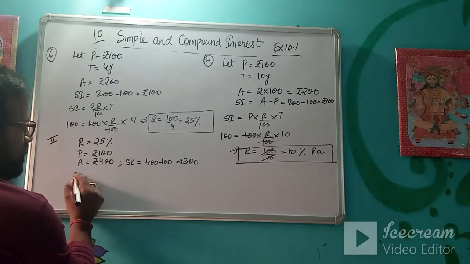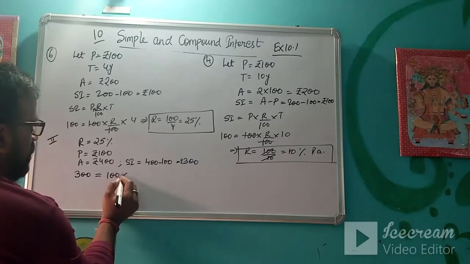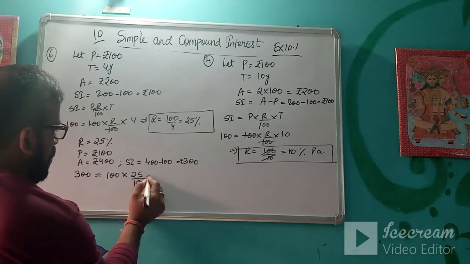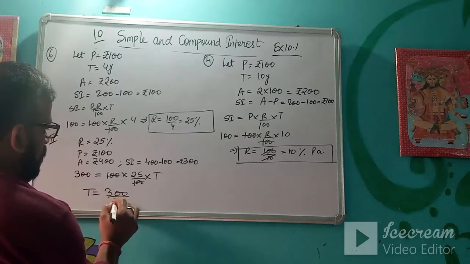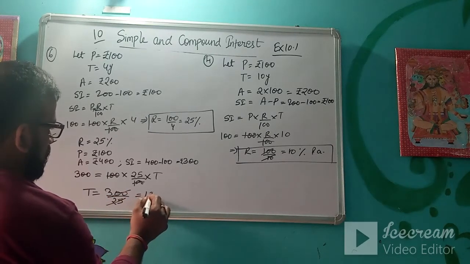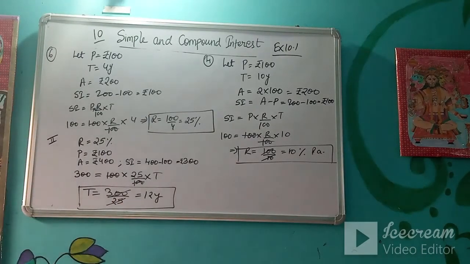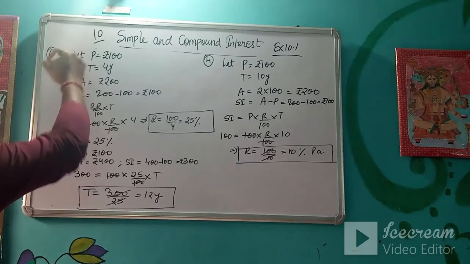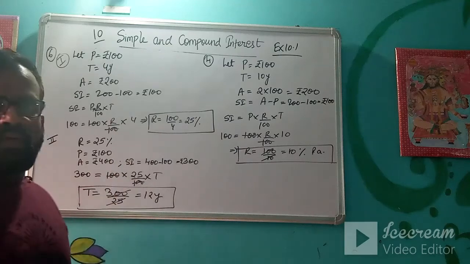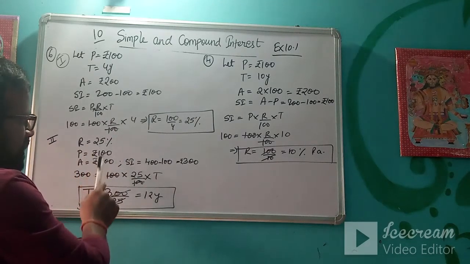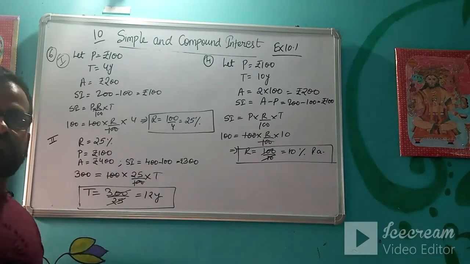So now we have to calculate the time in which this principal becomes 4 times. So same formula we will use. 300 is equal to principal 100 into rate 25 upon 100 into time. So time will be how much? 300 upon 25, that is 12 years. So this question contains two parts. In the first part, we have to calculate the rate at which this doubles, and in the second part, for the same rate, we have to calculate the time in which this principal becomes 4 times.